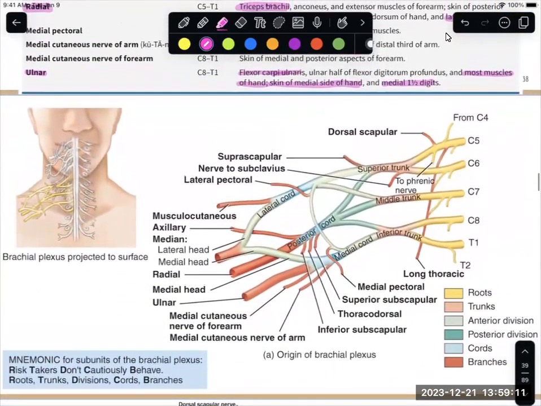So here's this brachial plexus. We have our roots, C5 root, C6, C7, C8, and T1. They come together to form trunks. They're going to split apart to form divisions, then cords, then branches.